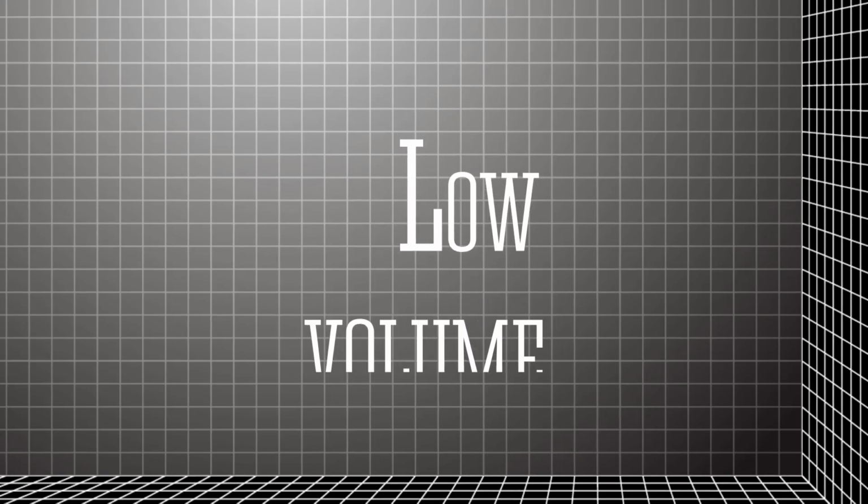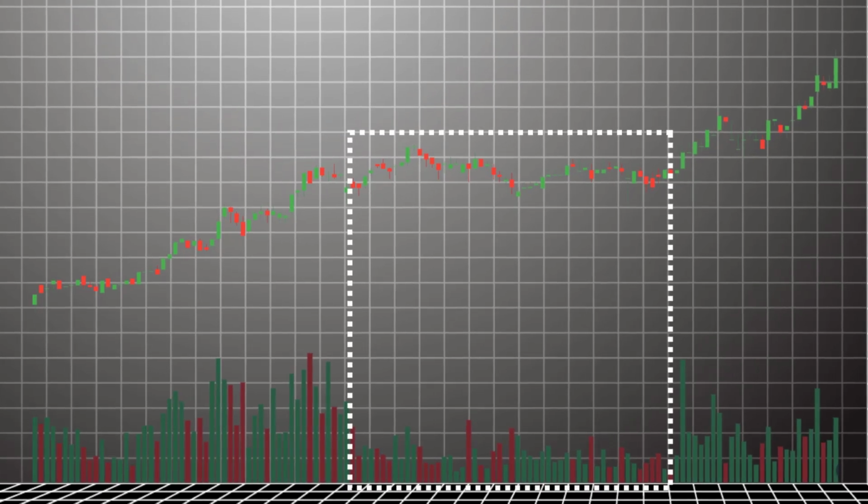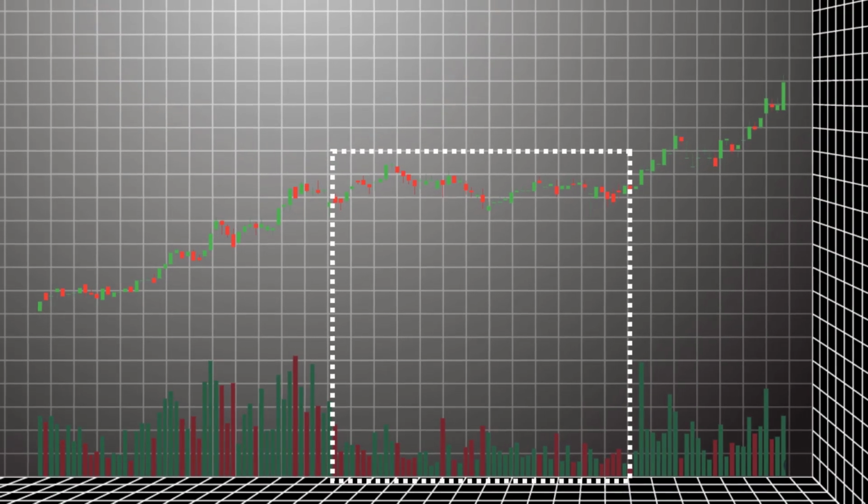Number 3. Low volume. When volume is below the daily average, it suggests the market is lacking liquidity. There aren't many trades happening. Low volume can signal investor hesitation or indicate that the market is pausing before a bigger move.